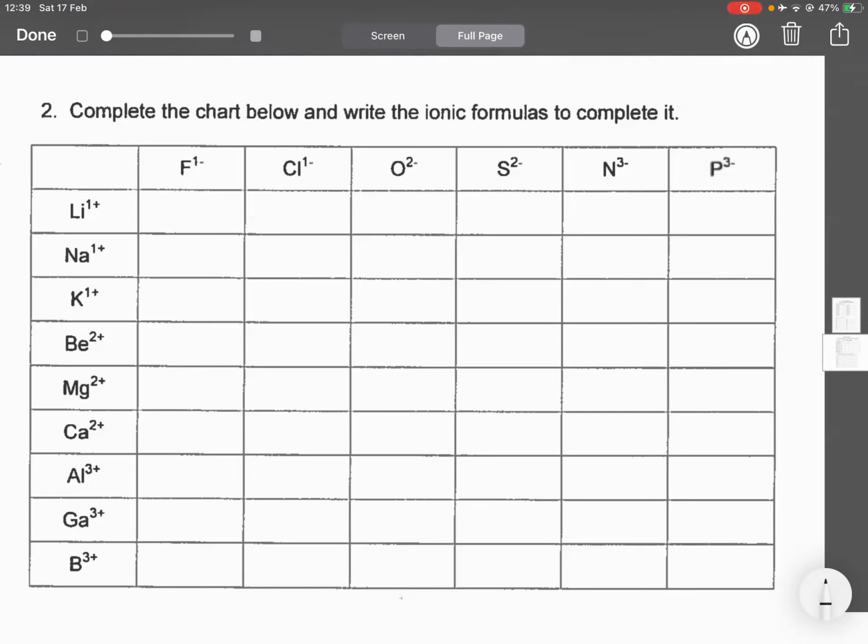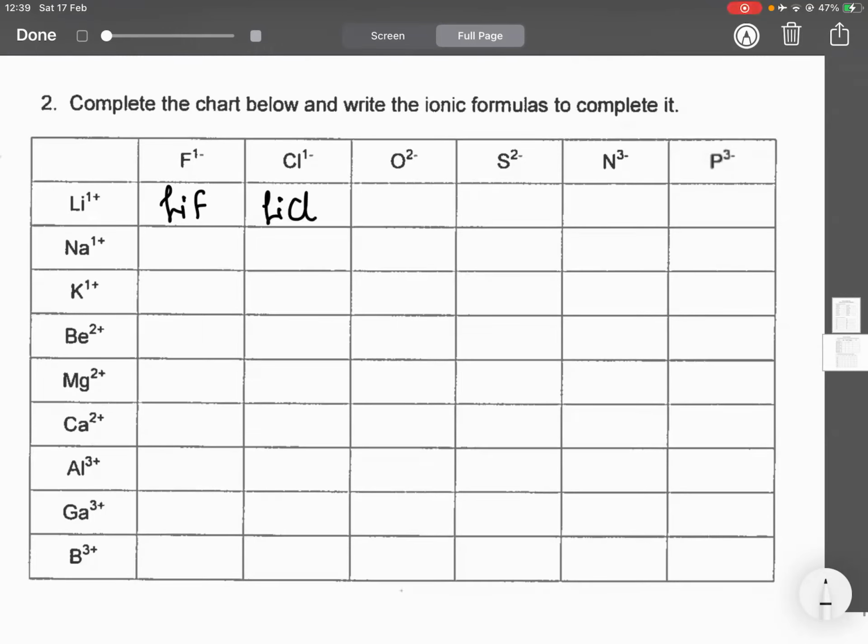LiF is 1 and 1, so it will just be LiF. Lithium and chlorine is also 1 plus and a 1 minus, so they bond easily. So it's just LiCl. So let's say Na 1 plus and F 1 minus would just be NaF. Exactly, because sodium wants to lose an electron, fluorine wants to gain an electron. So they'll bond 1 to 1. And then sodium chloride as well.